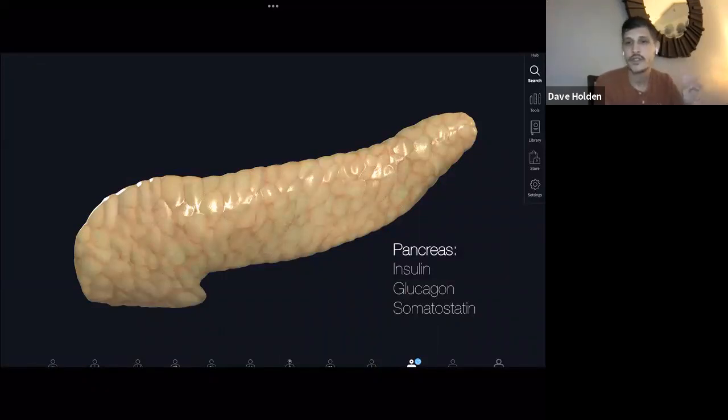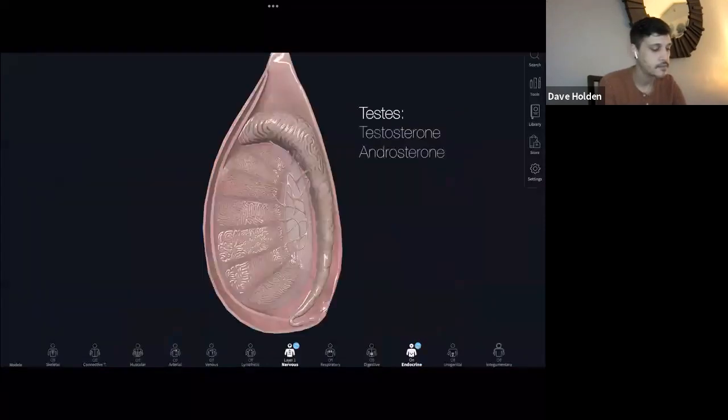Pancreas, most famous for the two hormones that it produces, insulin and glucagon, which are both involved in raising or lowering blood sugars, as well as somatostatin. Testes are important glands for men. They produce testosterone and androsterones. These are not only important for sperm production and semen production, but also the maintenance of the masculine body, the body hair, the upper body musculature.